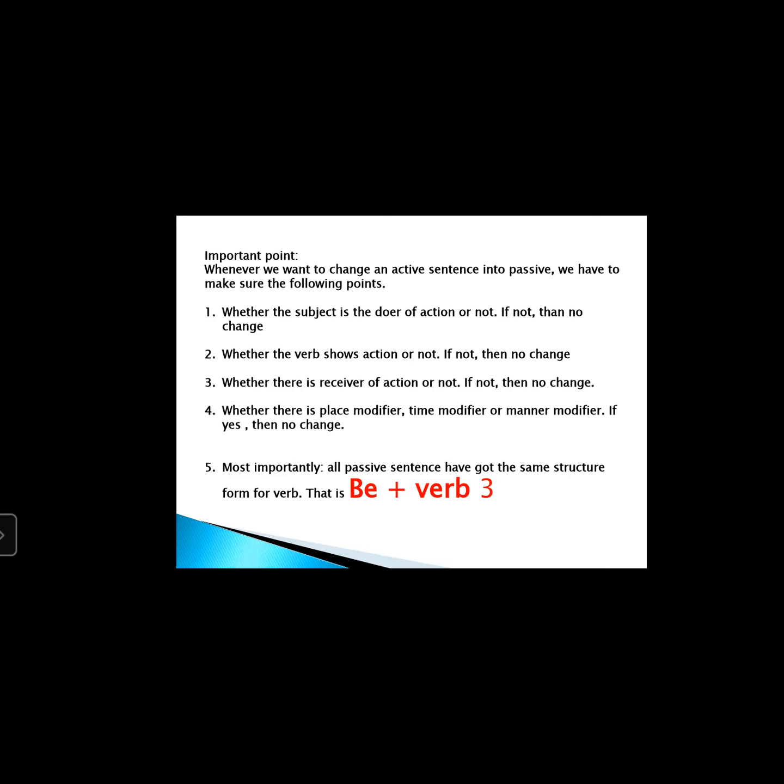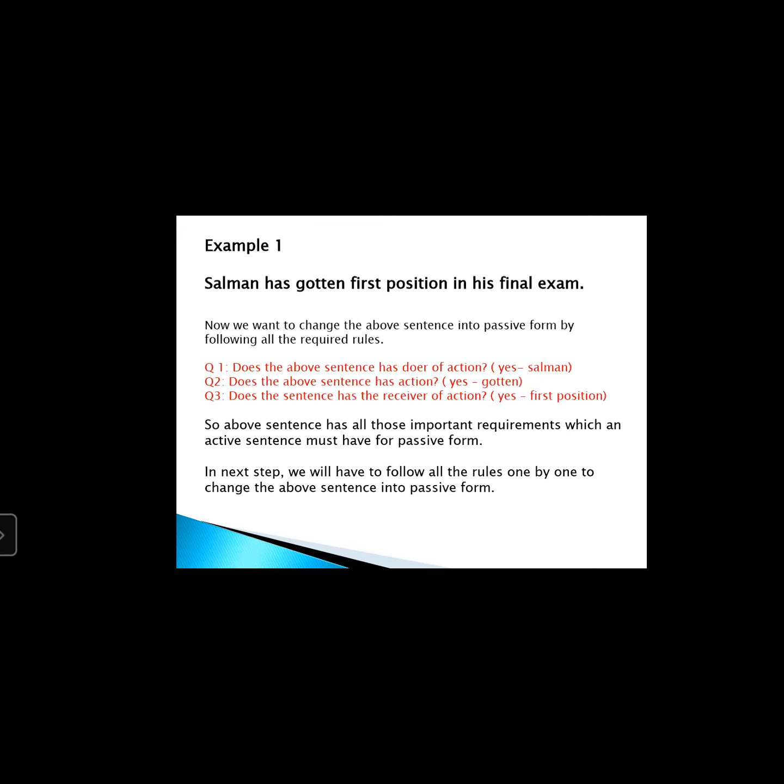If there is a receiver of action or not; if not, then no change. Whether there is a place modifier, time modifier, or manner modifier; if yes, then no change. Most importantly, all passive sentences have the same structure, which is V3.